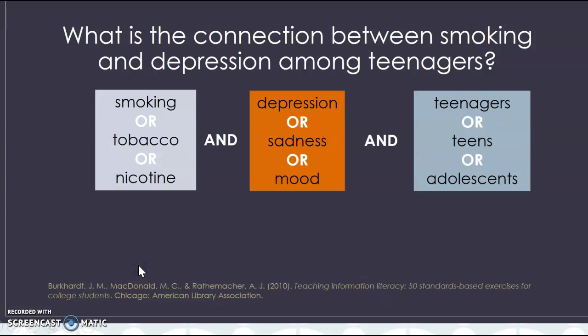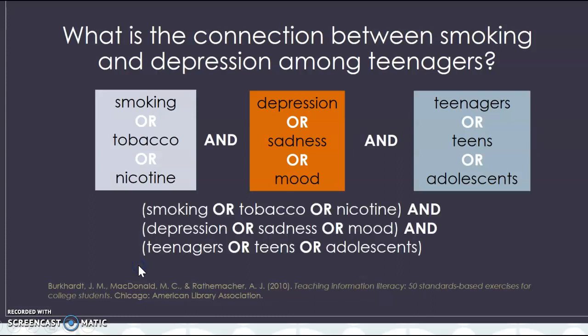So just to extrapolate a little bit more what I've been talking through so you can visually see this, I'm going to use the parentheses to keep the similar terms that I use an OR in between, right? So smoking or tobacco or nicotine, and depression or sadness or mood, and teenagers or teens or adolescents.